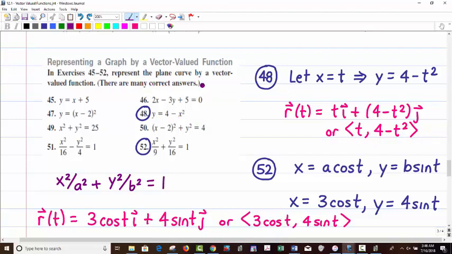Now it says there are many correct answers. It should say there are possibly many correct answers. I can't really think of another good one on this one besides this one here, but anyway.